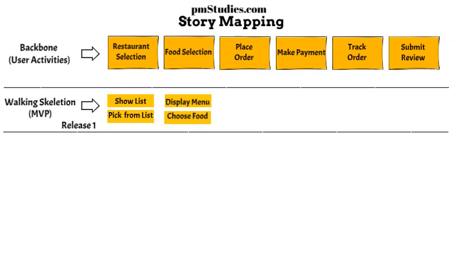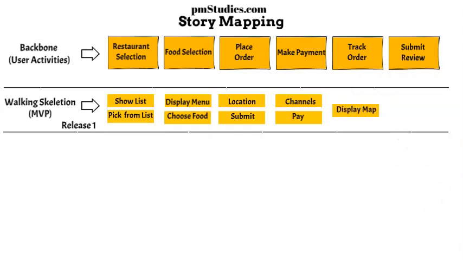User stories for entering delivery location and submitting an order will be used for the place order activity. For make payment activity, a user story to display a list of payment channels will be shown, and another user story to enable payment through a selected channel. To track an order, a user story will display a map with the location of the delivery progress. And finally, on the last activity, a user story to write a review and another to submit the review.